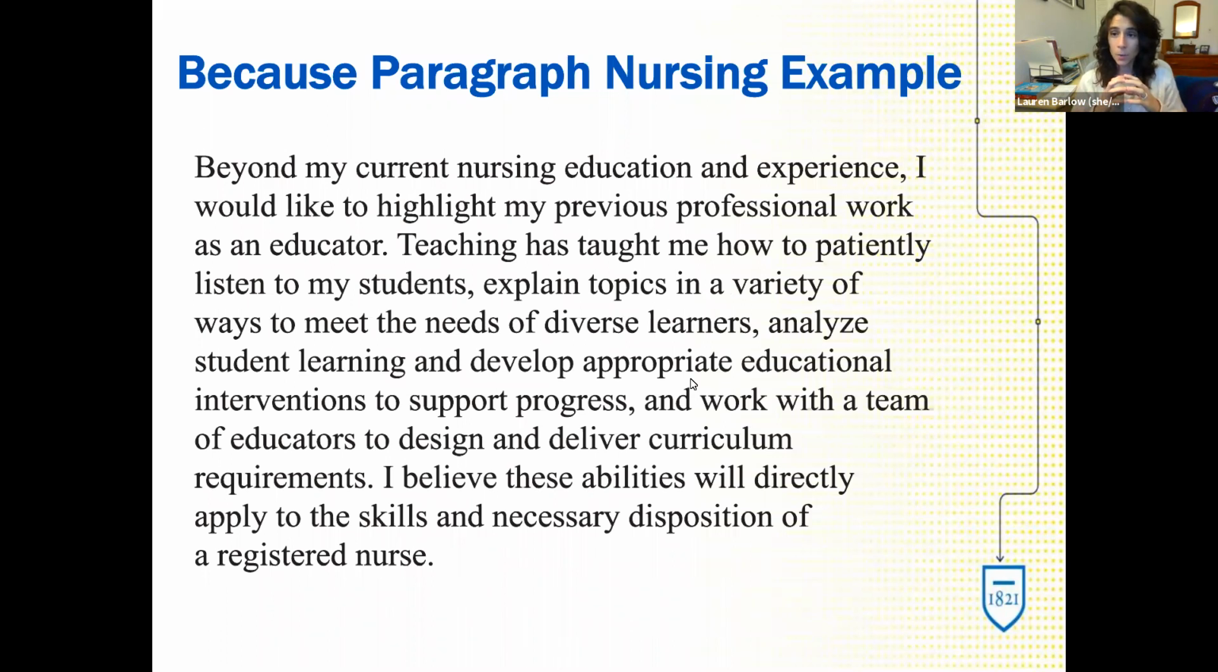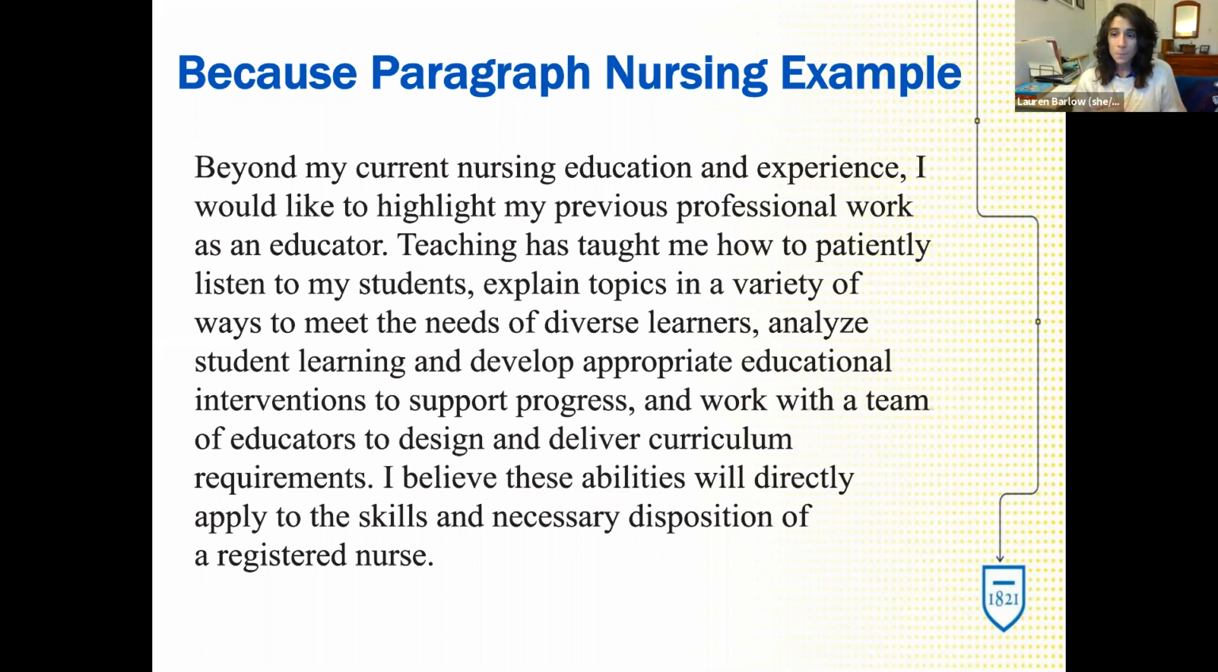So this is the second middle paragraph or the third paragraph total. And I'll read this one because it's a little bit more brief. But beyond my current nursing education and experience, I would like to highlight my previous professional work as an educator. Teaching has taught me how to patiently listen to my students, explain topics in a variety of ways to meet the needs of diverse learners, analyze student learning, and develop appropriate educational interventions to support progress, and work with a team of educators to design and deliver curriculum requirements. I believe these abilities will directly apply to the skills and necessary disposition of a registered nurse.